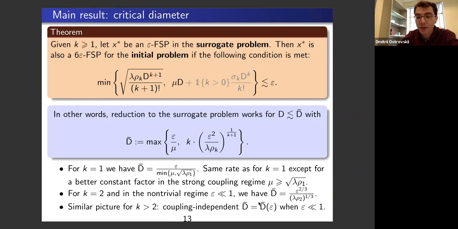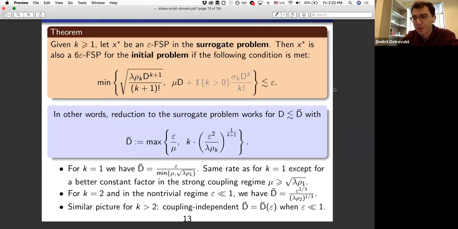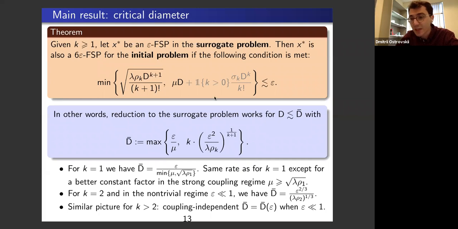And in particular, the interesting case from the algorithmic perspective really is the case of the second order approximation, because in this case, we can solve the corresponding surrogate problem also algorithmically. And in this case, d is allowed to be as large as epsilon to the 2/3, essentially.